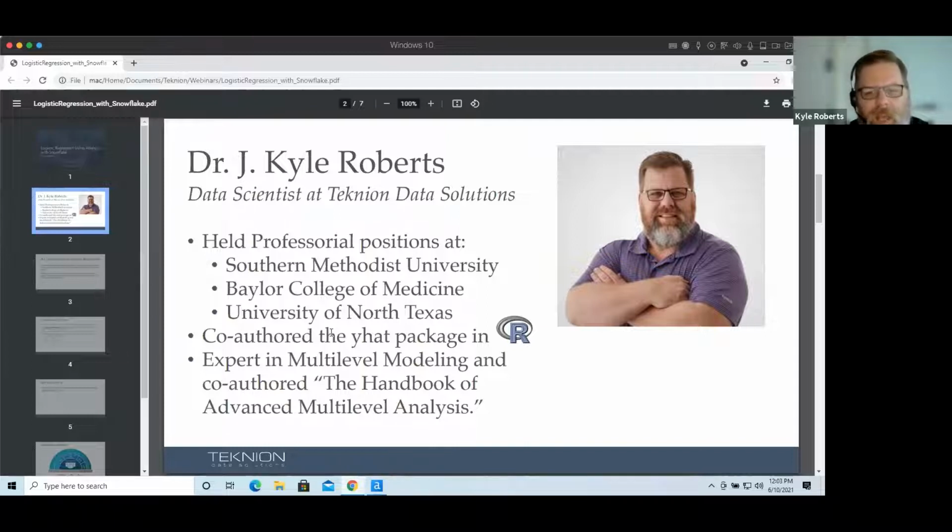And so I think it's going to be good if you're wanting to learn logistic regression. You want to see, all right, how do we connect to Snowflake and just how easy is it in order to do that, which actually is very, very easy.